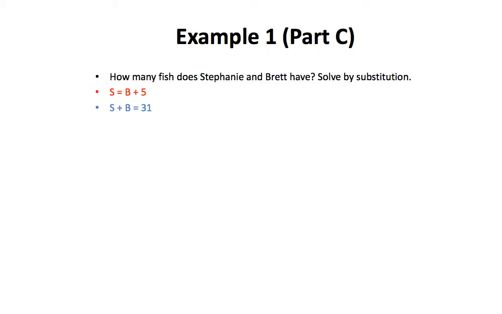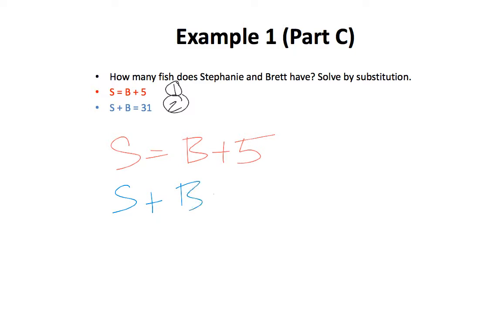How many fish do Stephanie and Brett have? We can figure this out with substitution. The first thing we want to do is label our 2 equations. I'm going to label this equation 1 and this one equation 2. Equation 1 is S is equal to B plus 5. The second equation is S plus B is equal to 31.